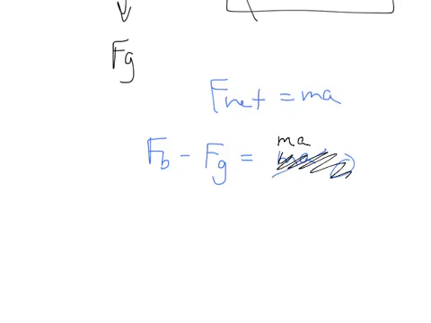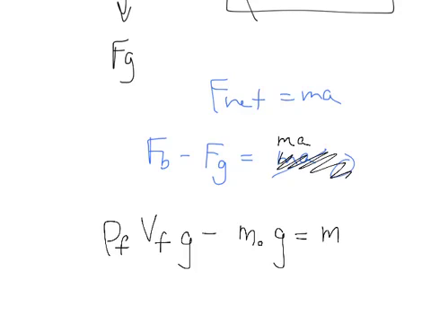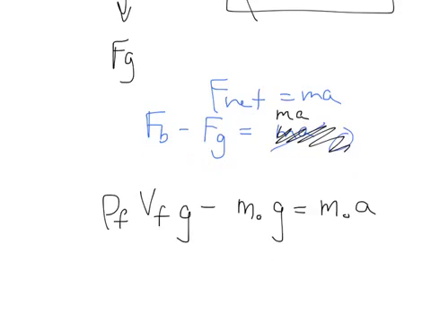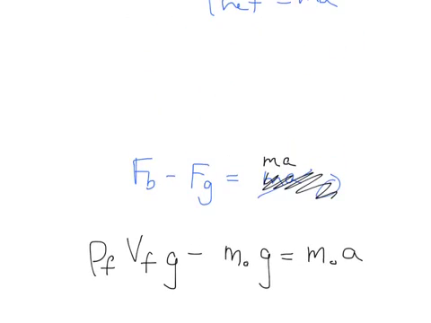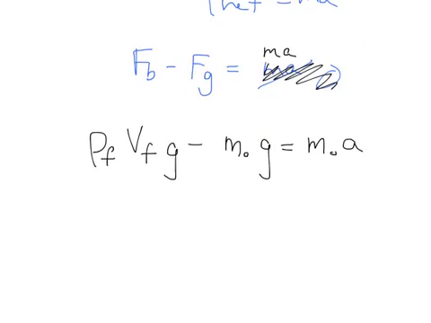Now, force of buoyancy is rho f, vf, g. Always, always, always. Force of gravity is always mass times gravity. Mass times acceleration is mass of the object times acceleration. Here's your answer for your submarine one. So continuing.